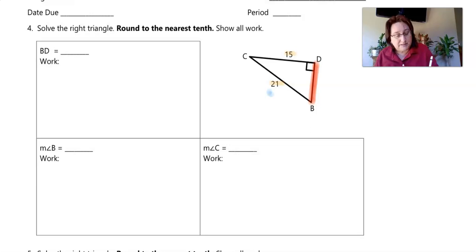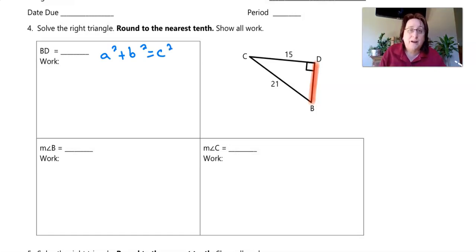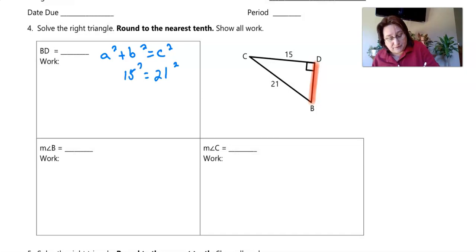All right, so let's take a look at this. We're going to do a squared plus b squared equals c squared. And we just said we're going to plug in the hypotenuse for c squared. So that is 21 squared. And then we know one of the side lengths, so that would be 15 squared. And then we don't know the length of BD, so that's just going to be my a squared.